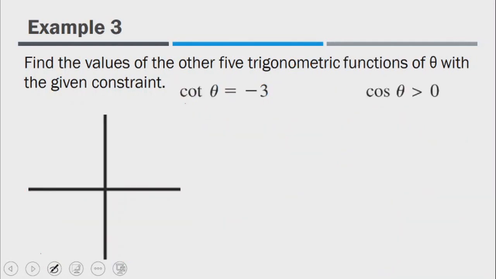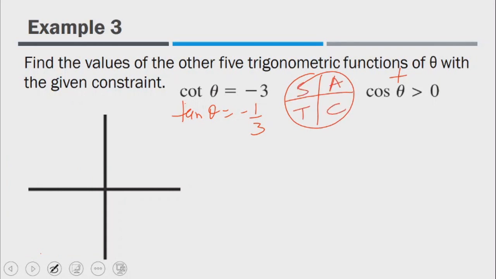So for this example 3, we are asked to find the other 5 trigonometric functions of theta given this constraint. We are told that the cotangent theta is negative, so that means tan theta in this case is negative 1 over 3 because it's just the reciprocal of that. But the cosine theta is positive. So again, let's remember quickly, all students take chemistry. We are told that cosine theta is positive, but the tan theta is negative. So we are in the fourth quadrant.